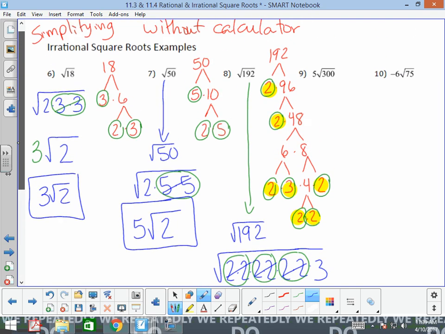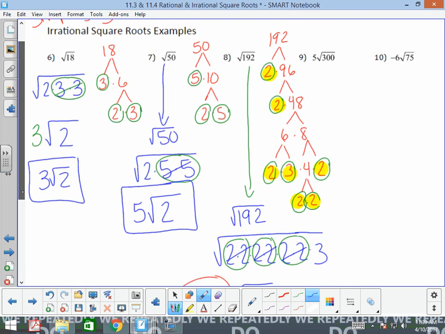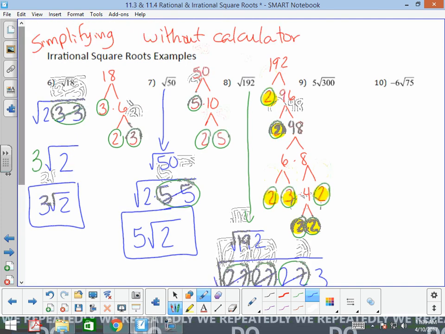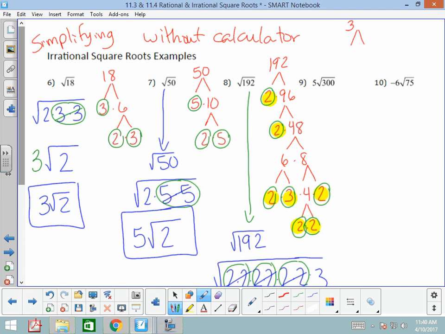All right, hopefully you're getting this. I may have to make some more room for myself. 5 square root of 300. So let's first do the square root of 300. All right, 300 is 3 times 100. Now, 3 is prime. 100 is 10 times 10. I'll move this over a little bit here so I have some room.